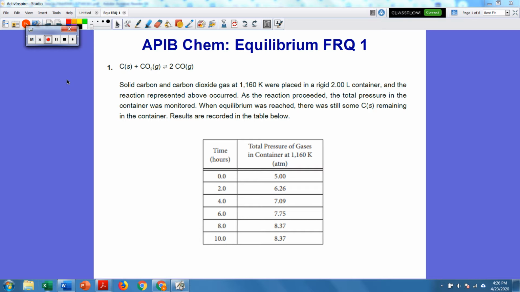And then I also want you to see how this reaction progresses. We see an overall increase in total pressure. I want you to think for a second about why you would see an increase in total pressure with time.